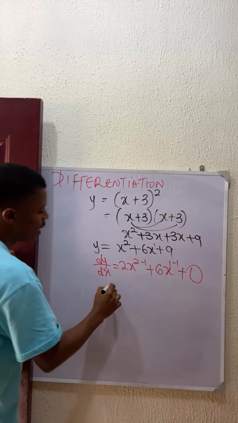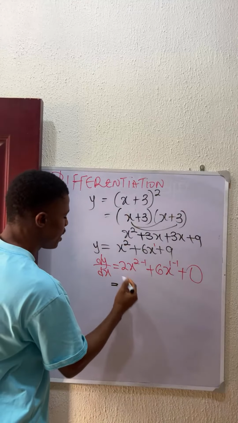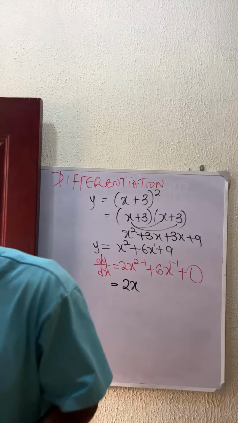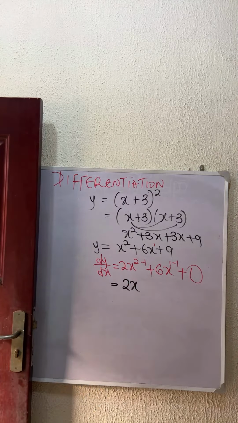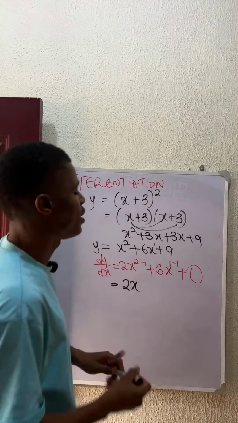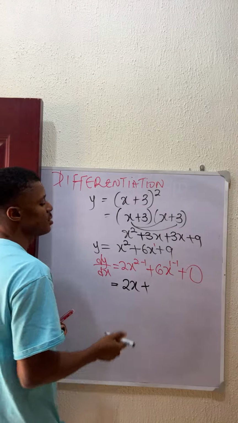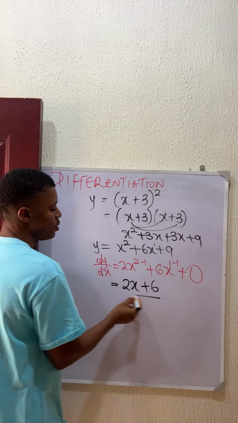So what do you have? You have 2 times x is 2x. What is 2 minus 1? 2 minus 1 is 1, so no need of writing it. Plus, differentiating 6x will give you 6. So this is the answer.